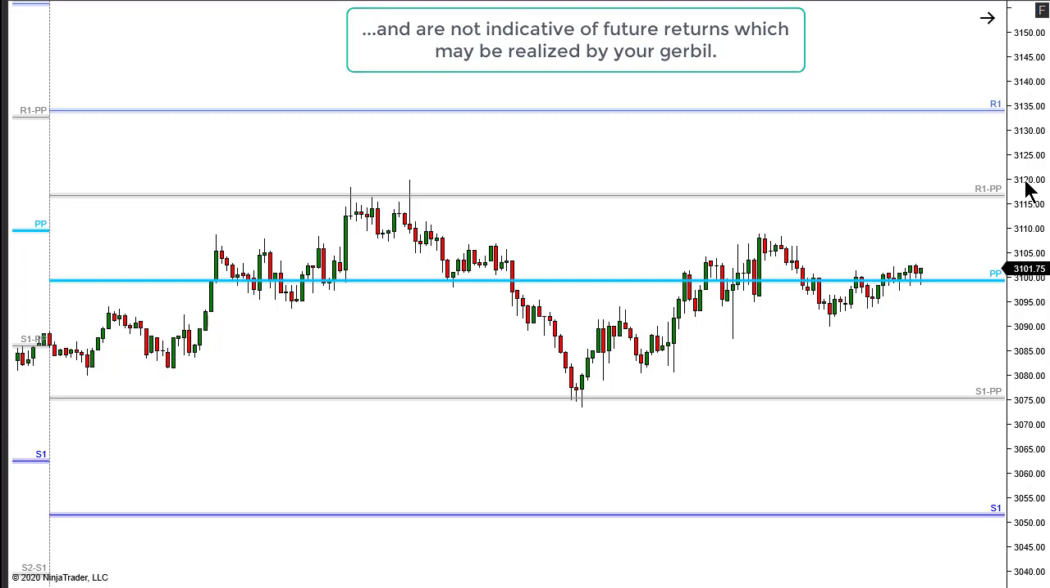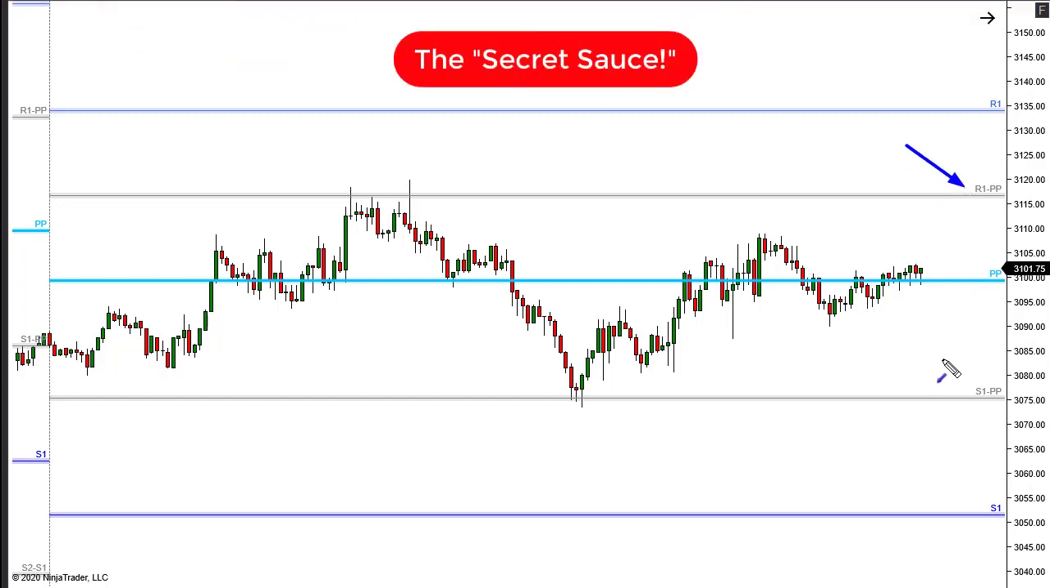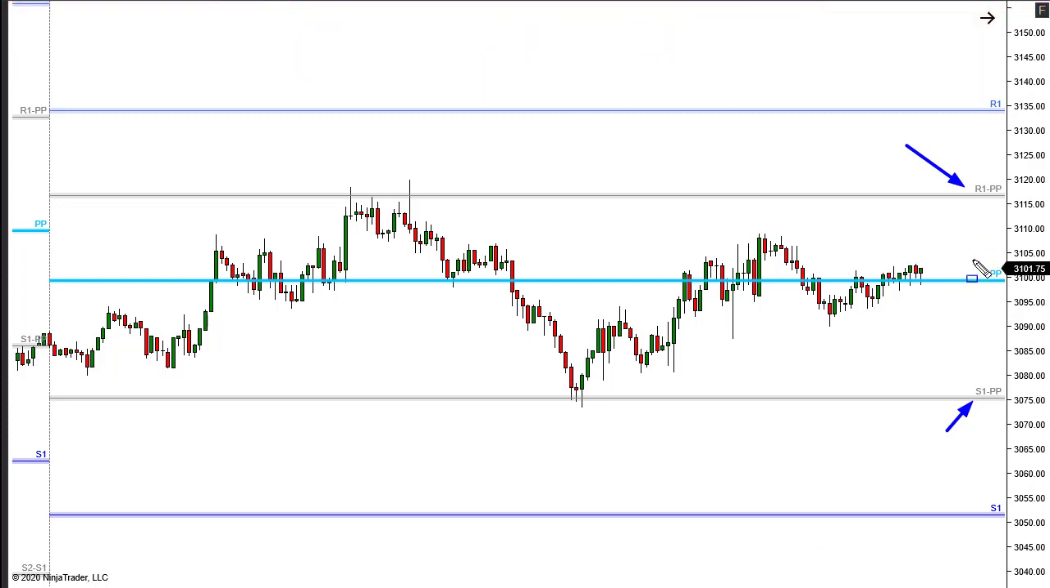Here's the secret sauce. The secret sauce is something that very few people use, and that is these gray levels right here. And you might say, well, Barry, what are those gray levels? And I would say, excellent pregunta. Excellent question. So this is very simple. It's so darn simple, it's crazy. It is the halfway point between the pivot point, the central point, and R1, that's R1-PP, or the halfway point, 50% of the distance from the pivot point to S1. And that's it. It's as simple as that.